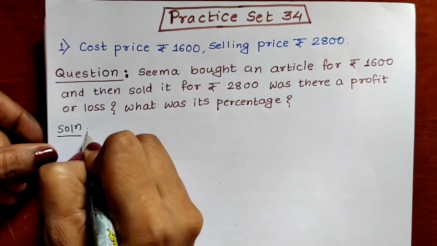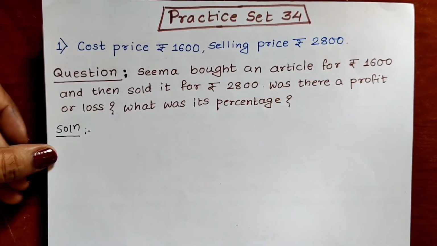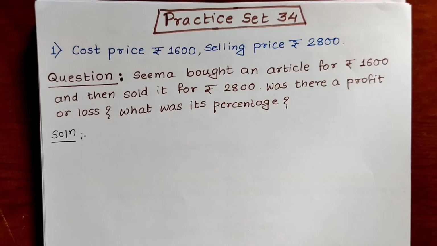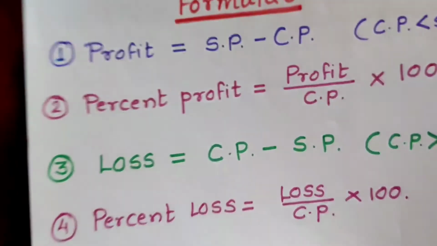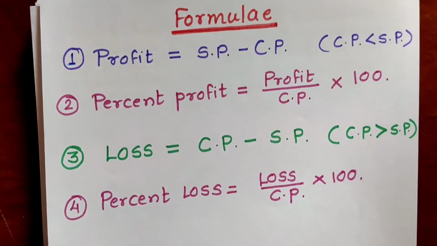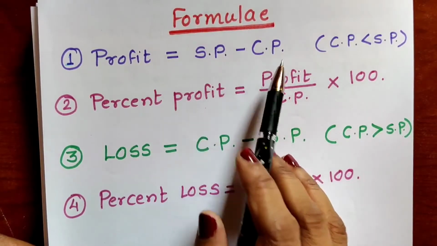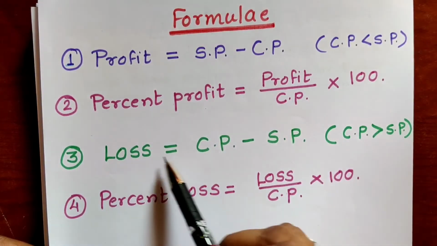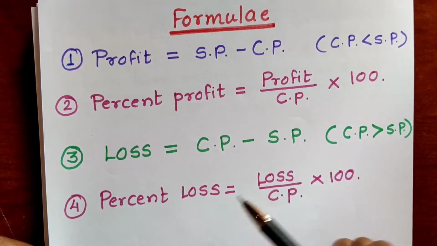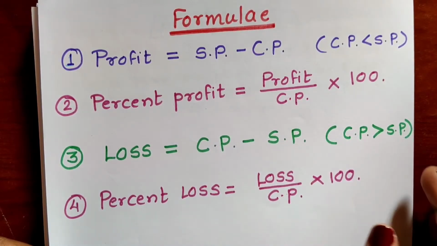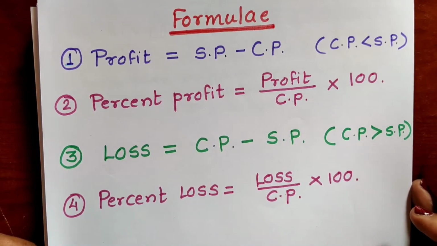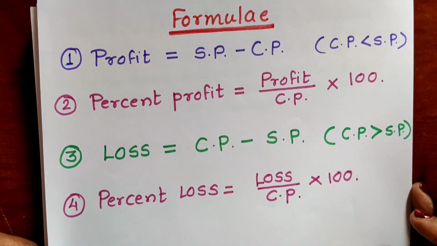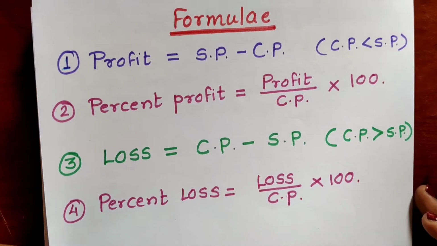You all know how to write the solution. You all have learnt it, you all have studied it in previous practice sets also. So let us solve. See children, for this exercise also we will be applying the same formula which we have learned previously. We will be applying the profit formula, SP minus CP. Percent profit is equal to profit upon CP multiplied by 100. Then loss formula is CP minus SP and percent loss is equal to loss upon CP multiplied by 100. You all have to learn all this formula, and we will be applying the same formula. Whichever formula is required in the question, we will be applying that.